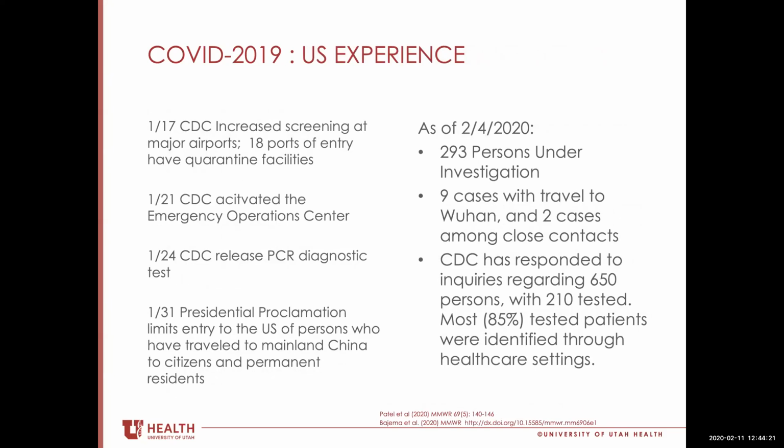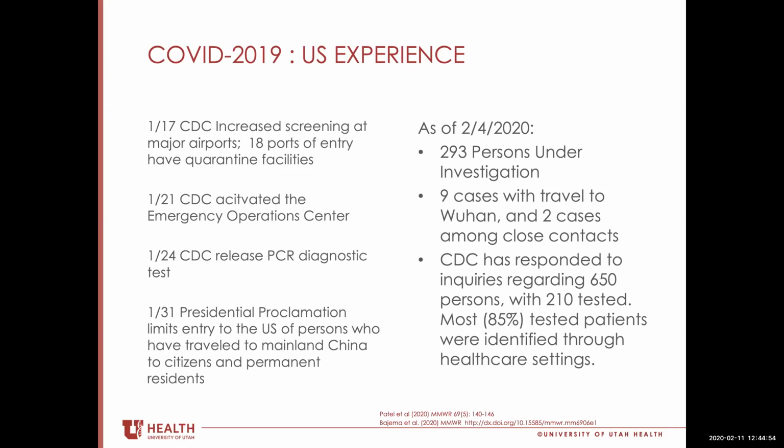In the US, as of January 17th, the CDC had increased screening at airports, but they have only identified a few cases for testing at the airports. The US does manage 18 quarantine facilities at ports of entry, and some of these and quarantine facilities at military bases are being used for the flights of people that were brought by the US government out of Wuhan. They activated their emergency operations center and have released a PCR diagnostic test.